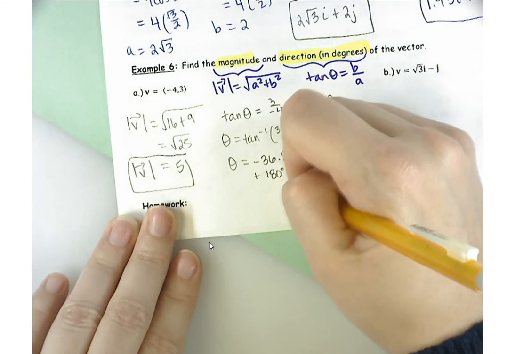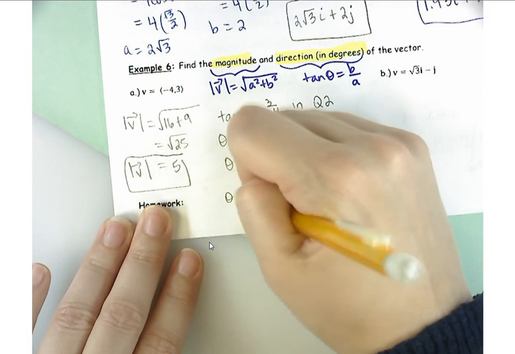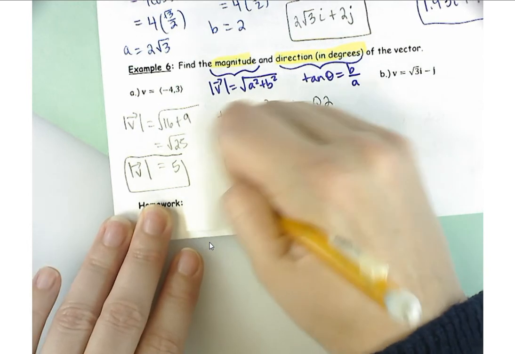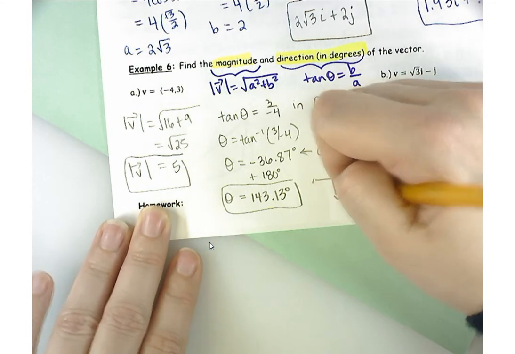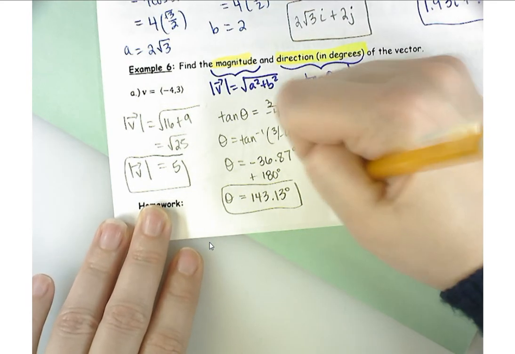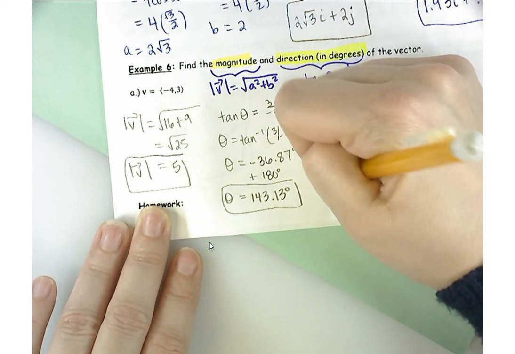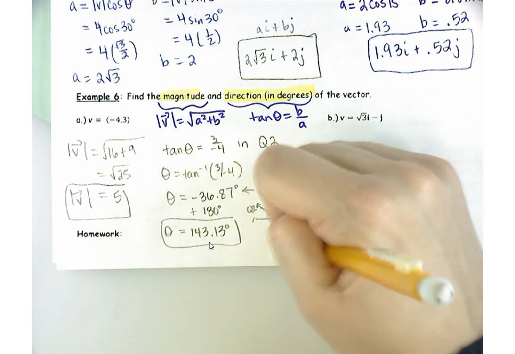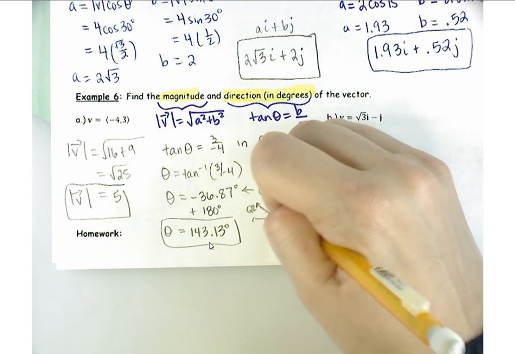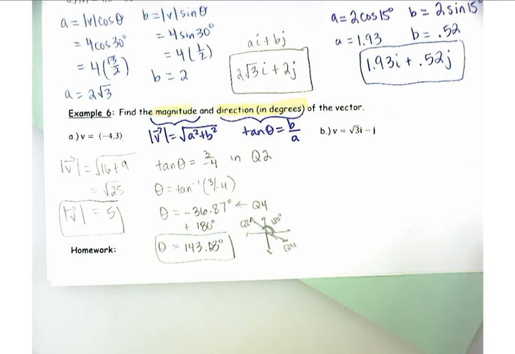So your theta value would be 143.13 degrees. Okay, and remember it's that adding by 180 that takes your angle from quadrant 4 to quadrant 2 because they're going to be a straight line. Okay, so that's why we're adding the 180. Alright, and then that's all you had to find, so you're done with that one.